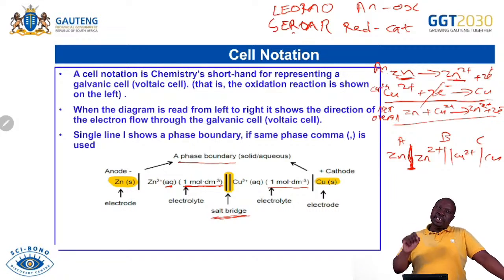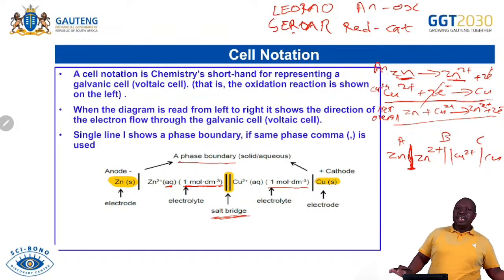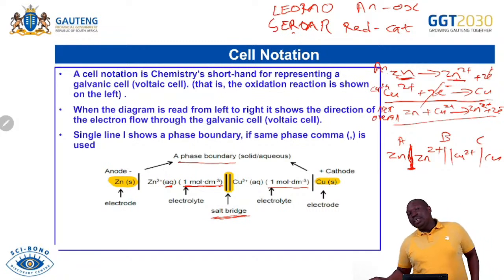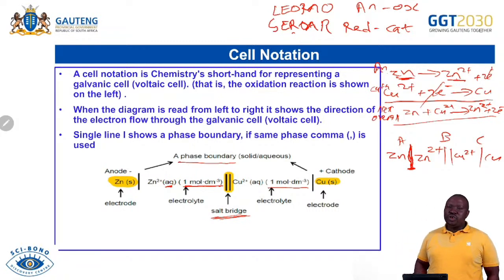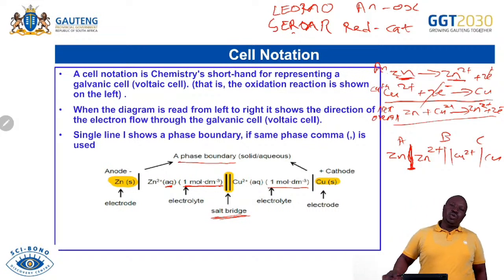The salt bridge, we said it has 2 functions: to complete the circuit and to maintain electrical neutrality by allowing the movement of ions or charges. Now, what you have to remember, I said to you again, is that anions will go to the anode and cations to the cathode. What are they doing there? They are going to maintain electrical neutrality.